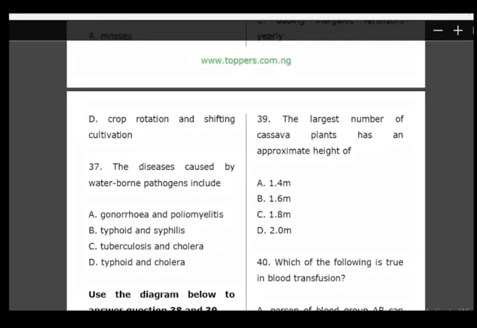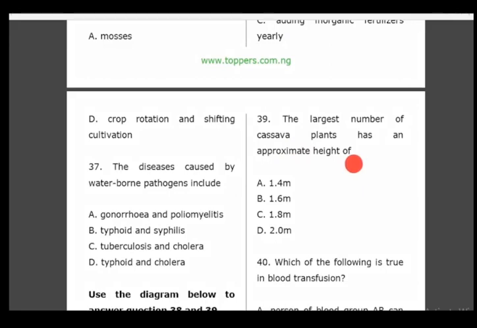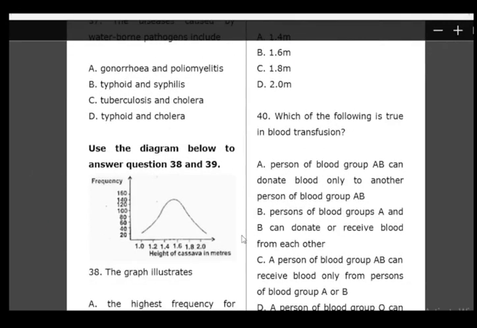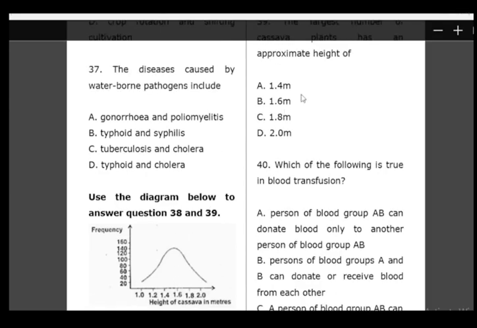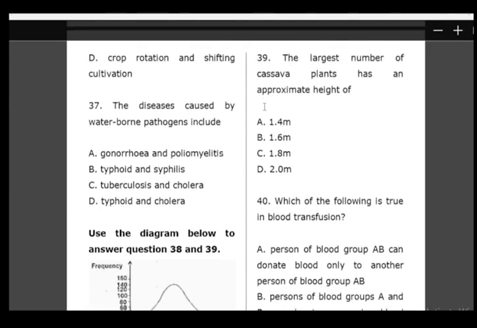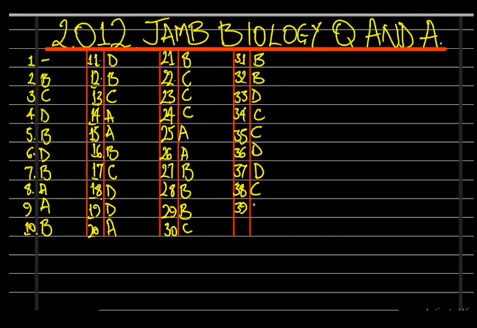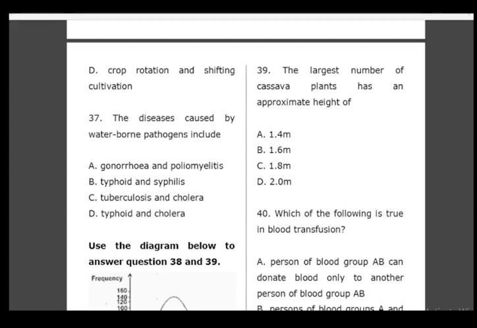The largest number of cassava plants has an approximate height of. If you look at that particular chart that we got here now, this peak here, we have it to have the highest height here, and that is about 1.6. So that is 1.6. So that is our answer. 1.6 is the answer to question 39. 39 is option B. And then we move to question 40.